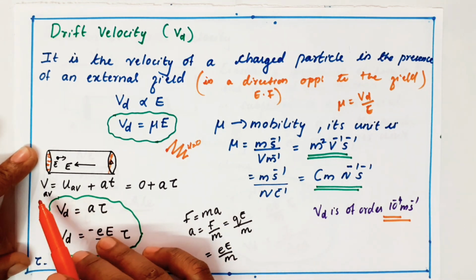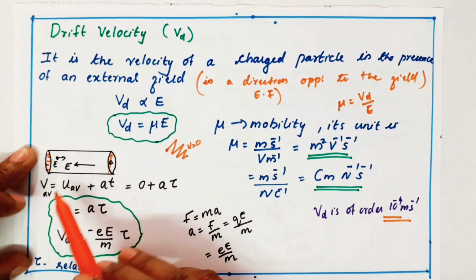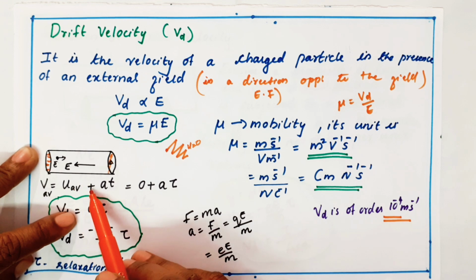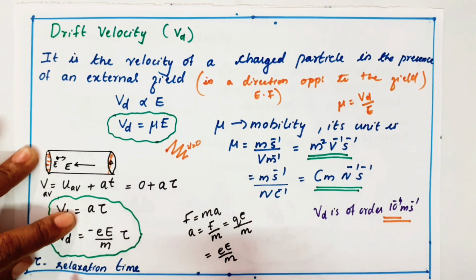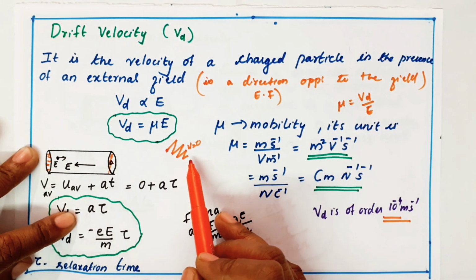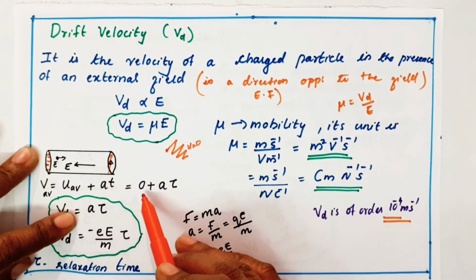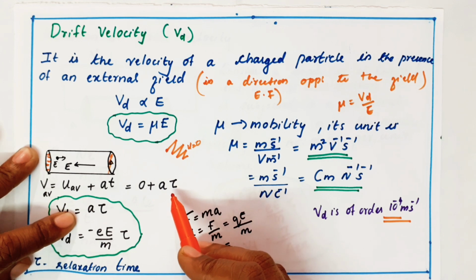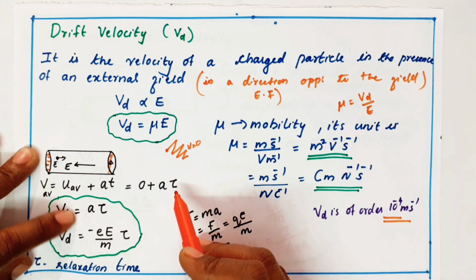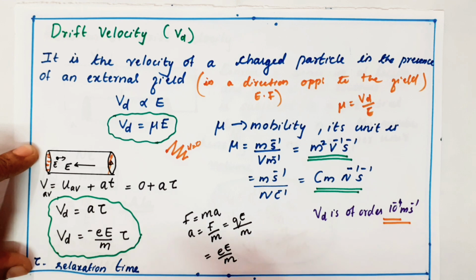So I'm just writing another expression. V average, I need to find, I told you average velocity. So V average is U average plus at. It is the V equals U plus at equation only. U average, I told, as it is moving in random direction, U average is 0, plus a into t. I can write another letter called tau. Tau is called relaxation time.